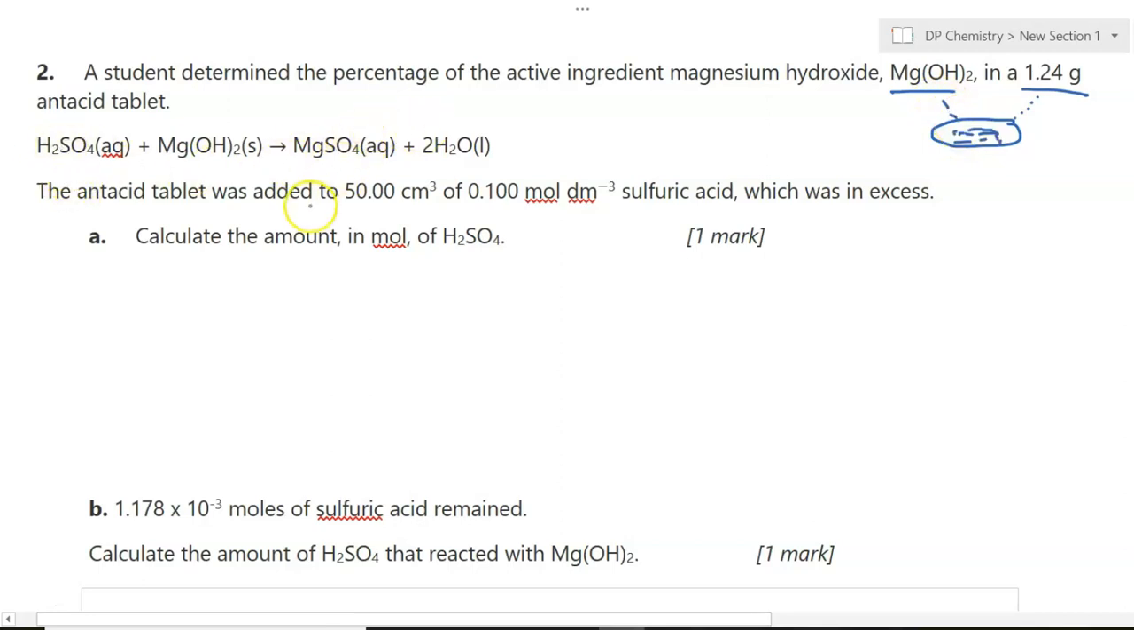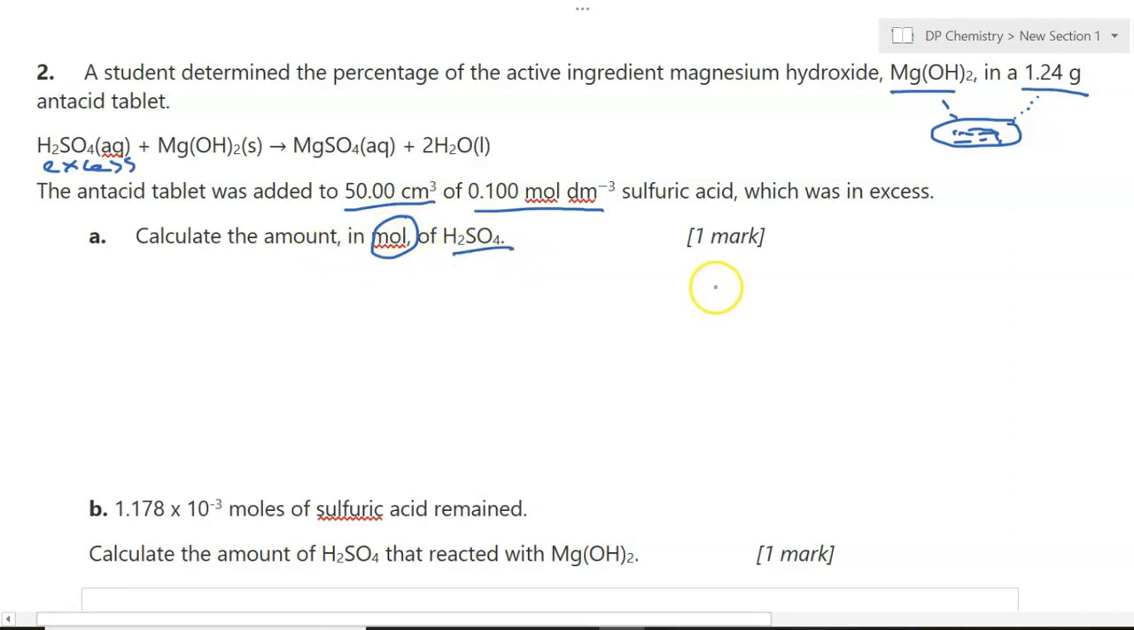There's a formula. The antacid tablet was added to 50 centimeter cube of 0.1 mole decimeter minus 3 sulfuric acid, which was in excess. Sulfuric acid, that's the acid, right? Here it is, the sulfuric acid, and that's in excess. The first question asks, calculate the amount in mole of H2SO4.